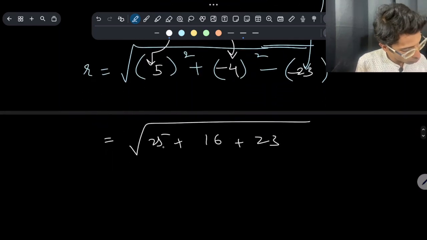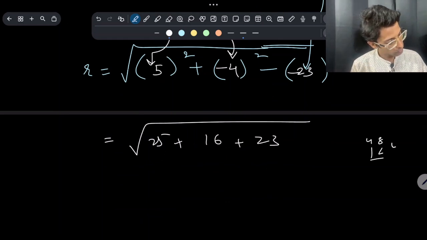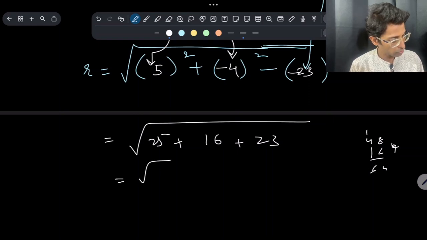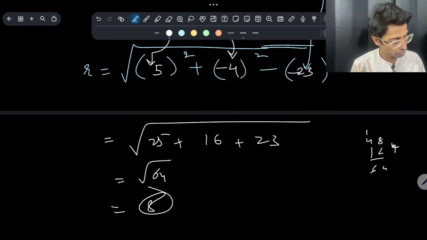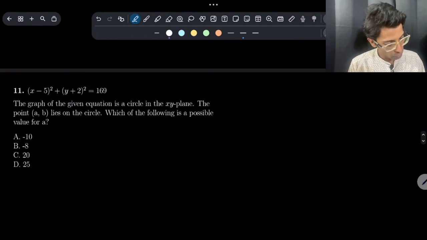So what do we have here? 25 plus 26... 25, 48. 48 plus 16. Plus 6, 14, 5, 6, 64. Square root of 64 is 8. So 8 is the radius of the circle. What do we have here? Yes, we have the answer. Let's go to the next problem.